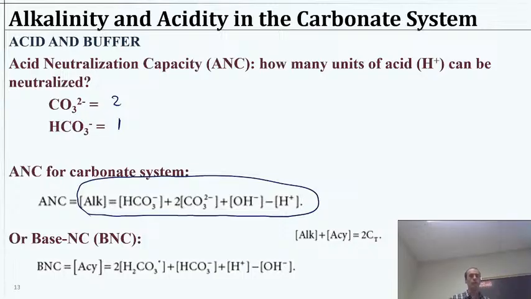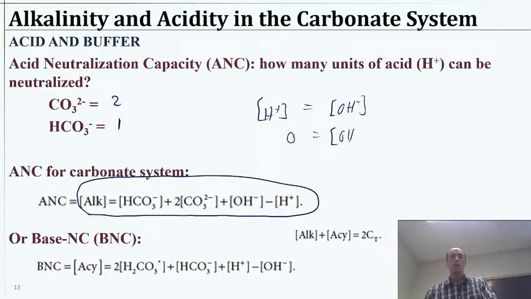So if we had a solution of pure water, we start with H plus on the left and OH minus on the right, with no CO2. Right, so then we could put 0 equals OH minus minus H plus. And in a pure water system, of course, that makes sense. We're at pH 7. Both of these are 10 to the minus 7 moles per liter. It equals 0.